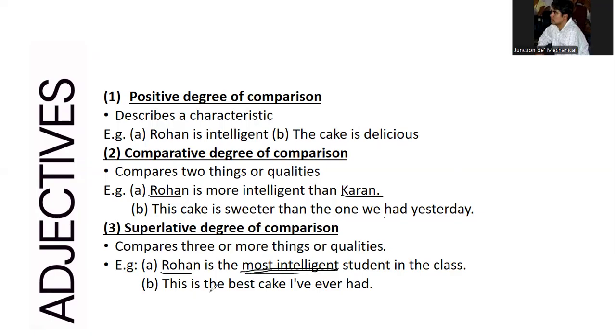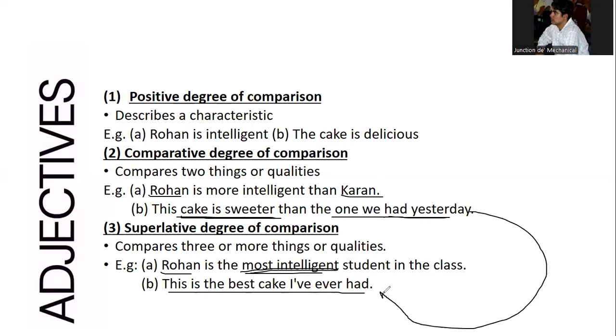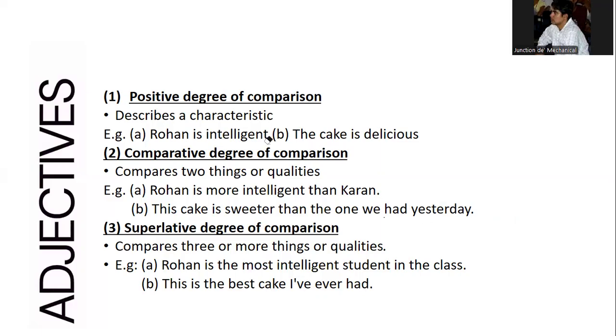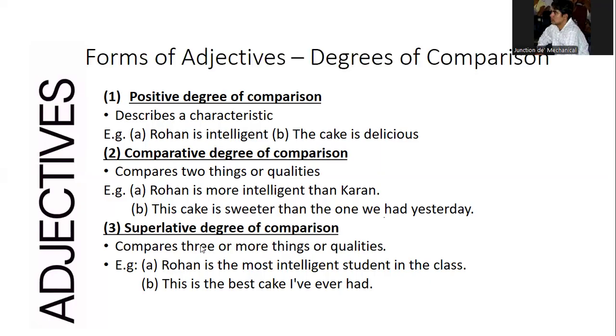This is the best cake I ever had. In the previous sentence, we were talking about the cake which we are having right now and the one which we had yesterday. But if we jump on to this sentence, we clearly understand that now we are talking about so many cakes that I had before, and out of them, this one is the best I have ever had, right? So I hope you understood the three degrees of comparison: positive degree, comparative degree, and superlative degree of comparison. So these are our forms of adjectives.